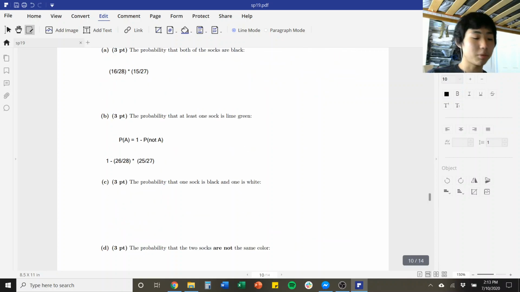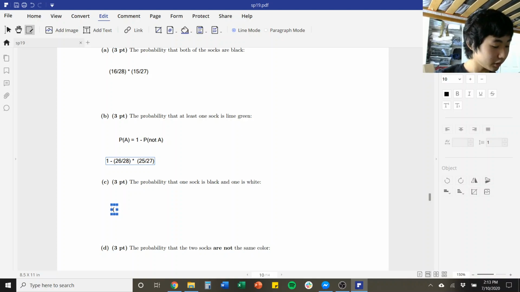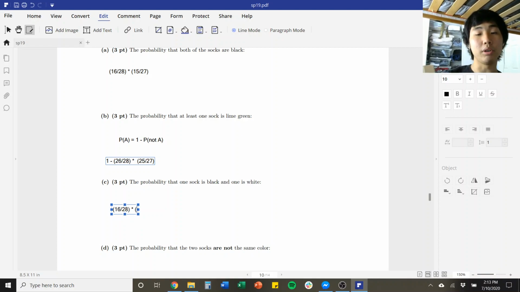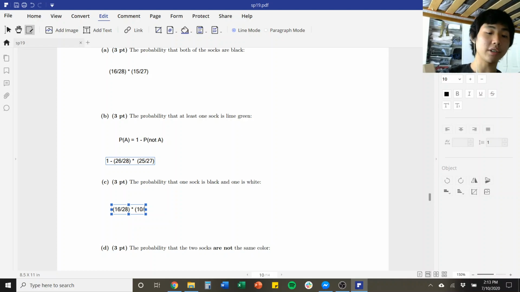Okay, part C is the probability that 1 is black and 1 is white. So there's 2 ways this can happen. It can either be white and then black, or black and then white. So let's first do black and then white. So the chance of black first is 16 over 28 times the probability of a white sock on the second one, and that's going to be 10, because there's 10 white socks left, over 27 total socks.